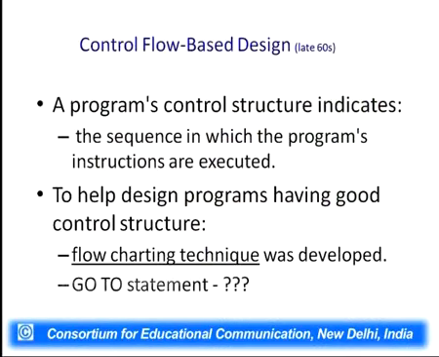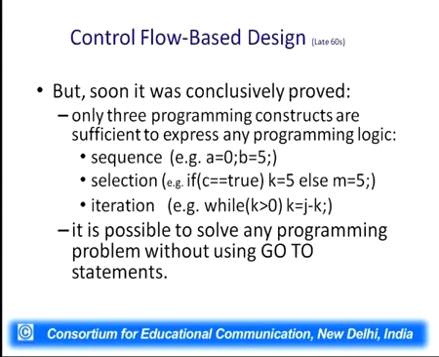In this case, the go-to statement was used quite often, because this statement modified the flow of control and the way instructions were executed one after the other. This was very cumbersome, although, because a lot of sequence control instructions could not be taken up. It was later conclusively proved that only three programming constructs are sufficient to express any programming logic: sequence, selection and iteration. Sequence means one after the other, selection means there is a fork, that is a condition, so accordingly the program's control will flow, and the third is iteration or loops. So, it was decided that the go-to statement was redundant, and any kind of programming problem could be solved without the use of the go-to statement.